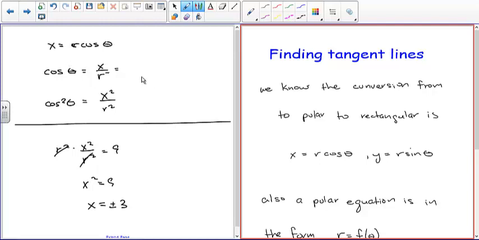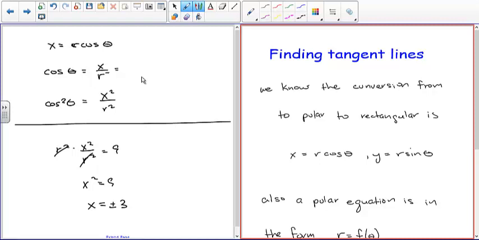Okay, so that's some examples of going between rectangular to polar and polar to rectangular. Now the last thing is finding the tangent lines to r theta equations, but the tangent lines are still going to have a slope which involves y over x.